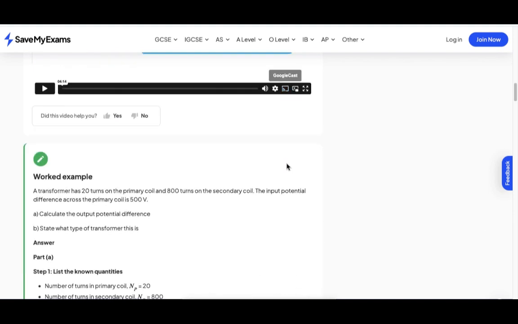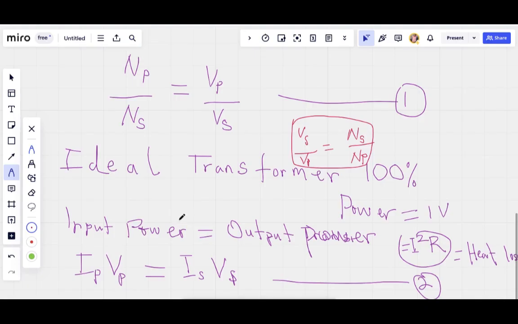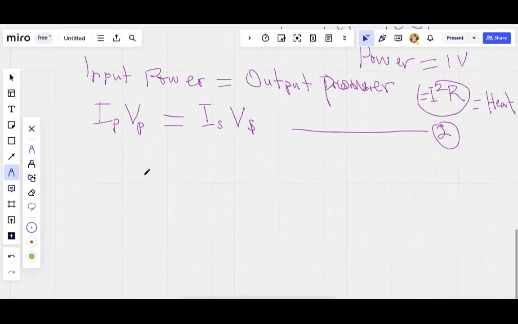Now let's take a worked example, or let's take a problem. Let's write this. A transformer has 20 turns on the primary coil and 800 turns on the secondary coil. 20 turns on the primary, that's NP. So they've given us the values. So let's take a look at problem 1.